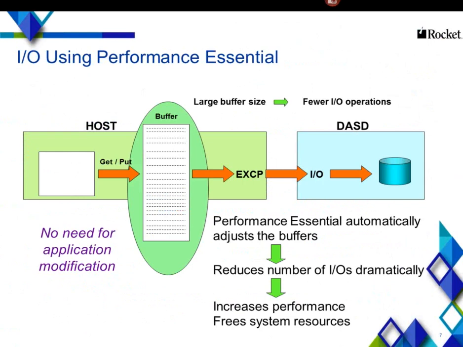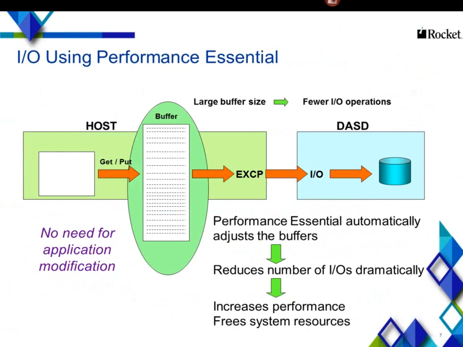Performance Essential is installed as a persistent subsystem. It intercepts the open and close of any dataset and optimally buffers VSAM and QSAM datasets to reduce system overhead. Buffers can be allocated to all or specific datasets at the dataset, volume, catalog, step, job, or system level.